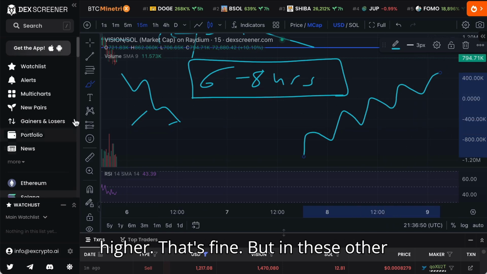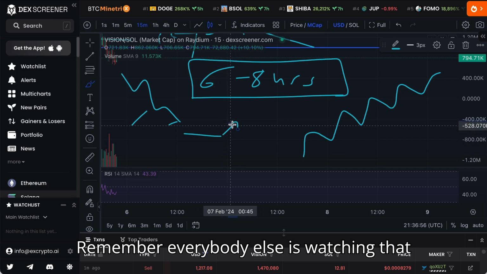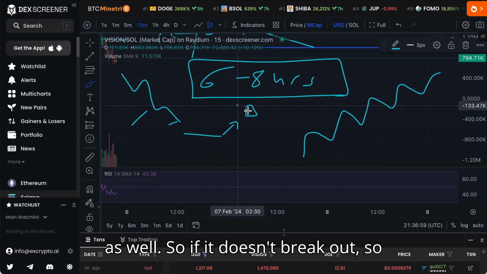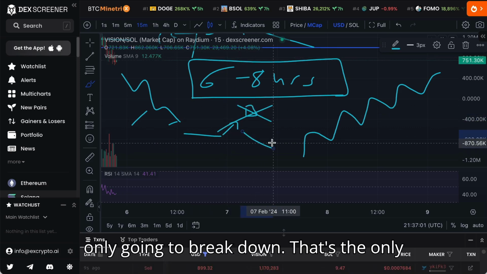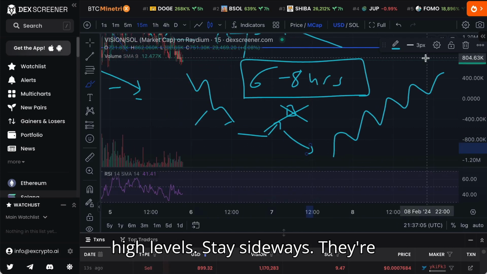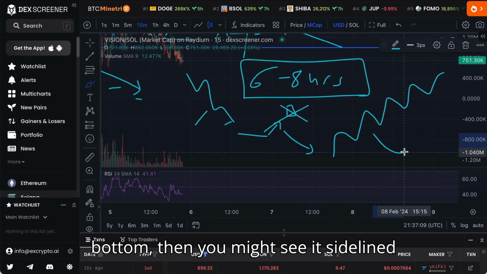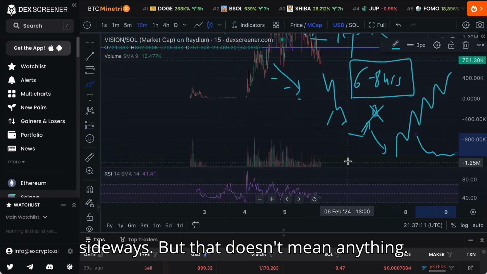That's fine. But in these other collections where your break even is going sideways, it's about breakout and you don't know if it's going to break out. Remember, everybody else is watching that as well. So if it doesn't break out, so you put a cross through that, well, it's only going to break down. That's the only other way it goes. Meme coins rarely at high levels stay sideways. They're always trending up or down. When they completely die off at the bottom, then you might see it go sideways, but that doesn't mean anything.